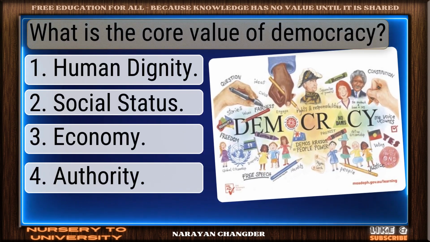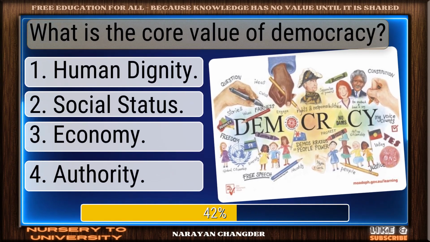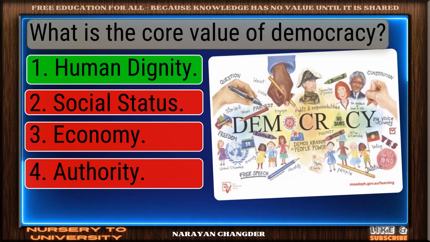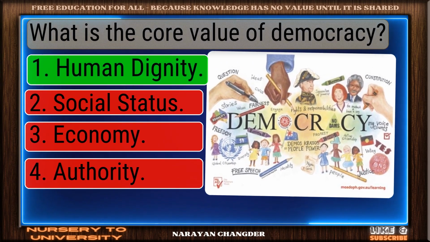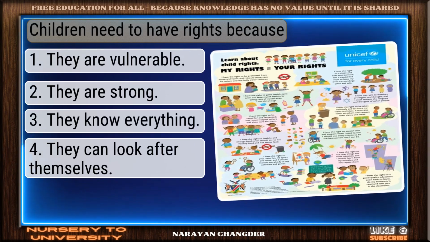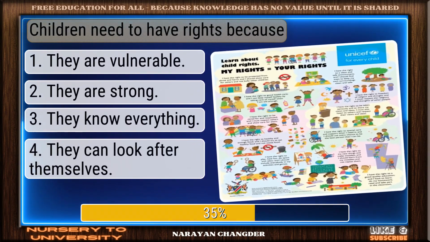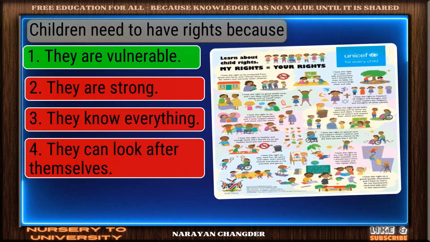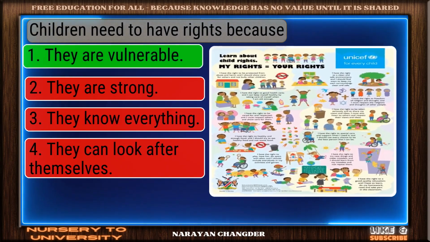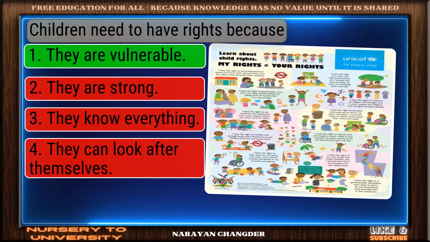What is the core value of democracy? Great thinking. Human dignity is the right choice. Children need to have rights because. Bravo. They are vulnerable is the answer.